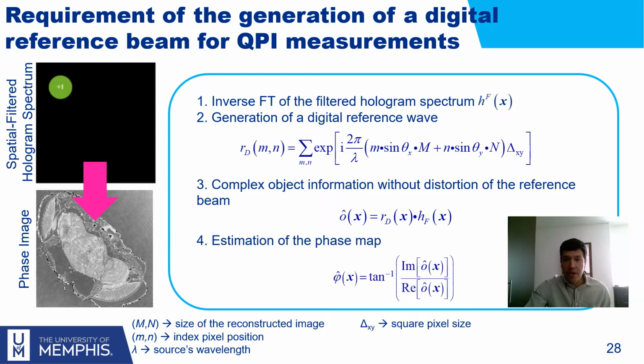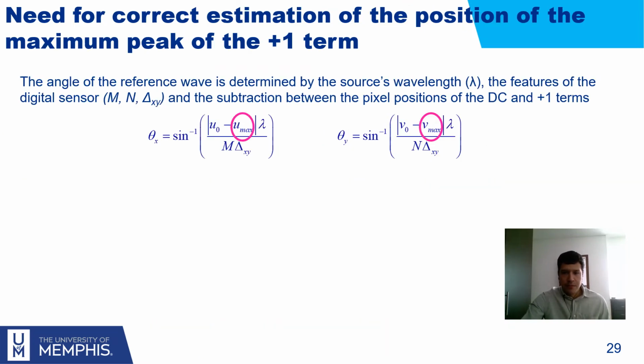And as we already know, the phase map is hence obtained by applying the inverse tangent function to the complex distribution information. So, as I already mentioned, the only parameter to be accurately estimated is the interfering angles, which is obtained by the accurate determination of the position of the maximum peaks of intensity in the +1 diffraction terms. That is this one and this one over here.